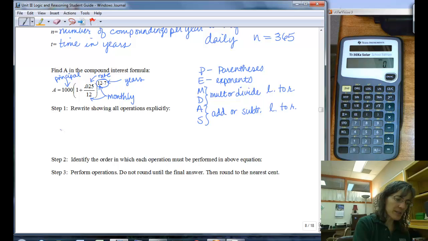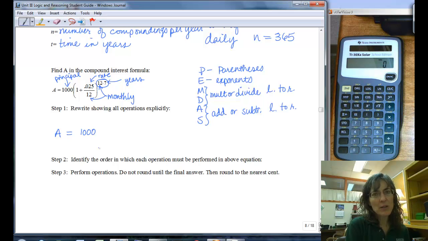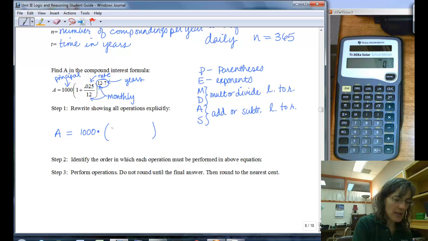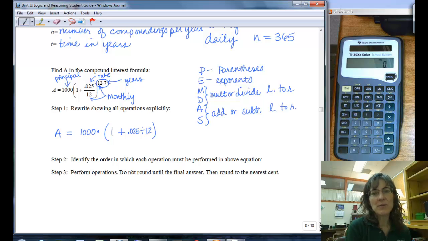Okay, so let's rewrite this showing all of our operations. So we have A equals 1,000. Remember, 1,000 is smashed up next to the parentheses, so that means it's actually a multiply. So we have 1,000 times this quantity, and inside the parentheses I have 1, that's showing plus, and then it's 0.025 divided by 12. So that divide there was written as a fraction. I can write it out with a division symbol. And then my exponent, it's to the power of 12 times 7.